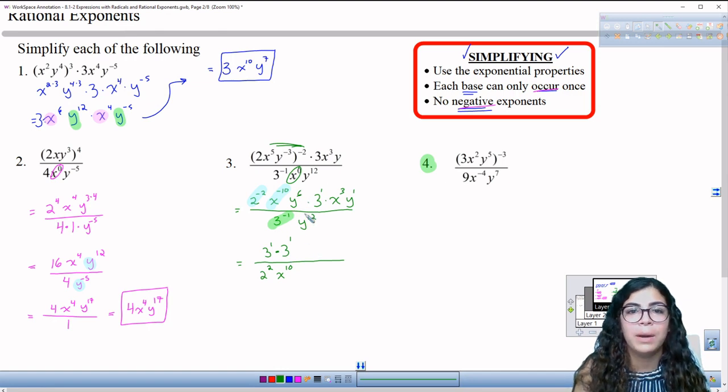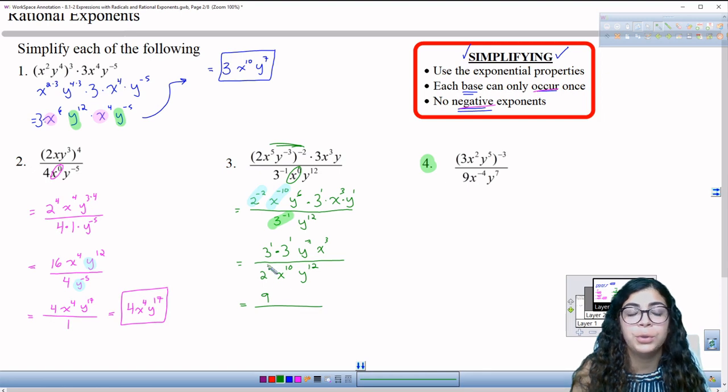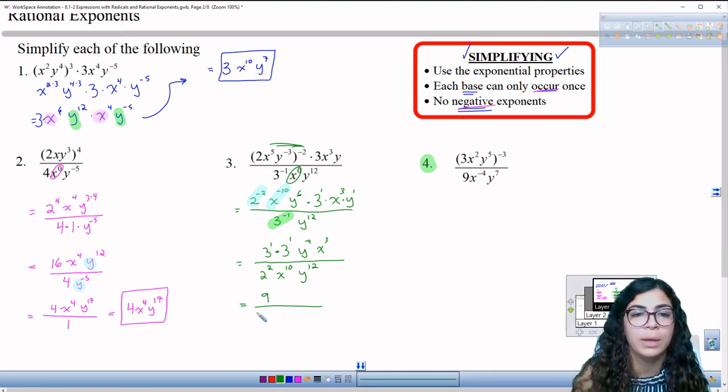And then y to the power of 6 and y to the power of 1, obviously these are in the same numerator, so they're multiplying together. So we'll add the exponents. Y to the power of 6 plus 1 is 7. And then x to the power of 3. In the denominator, we have that y to the power of 12, so I'll leave that right there. Okay, now we're going to go ahead and multiply. 3 times 3 is 9, and 2 to the power of 2 is 2 copies of 2 multiplied together, so that's 4.